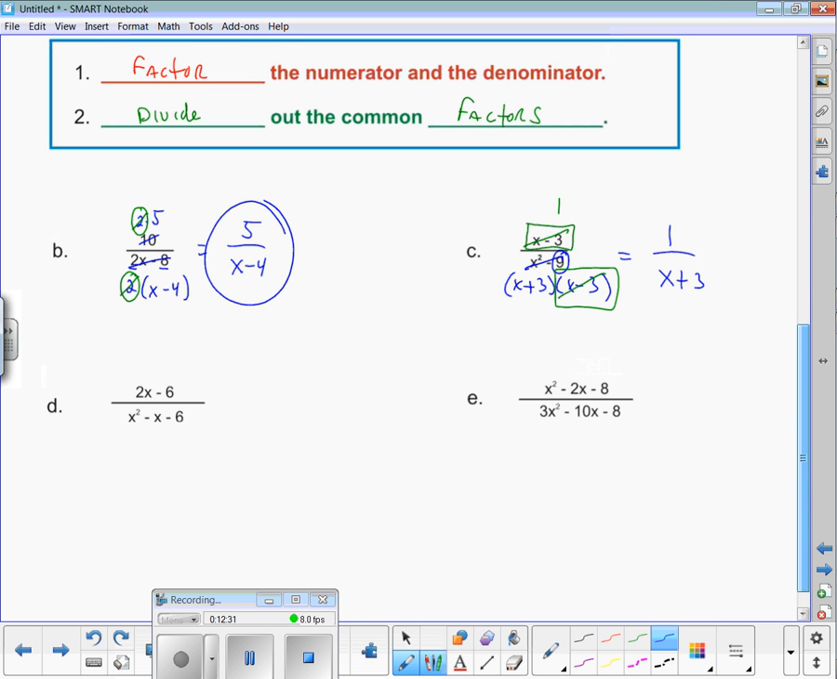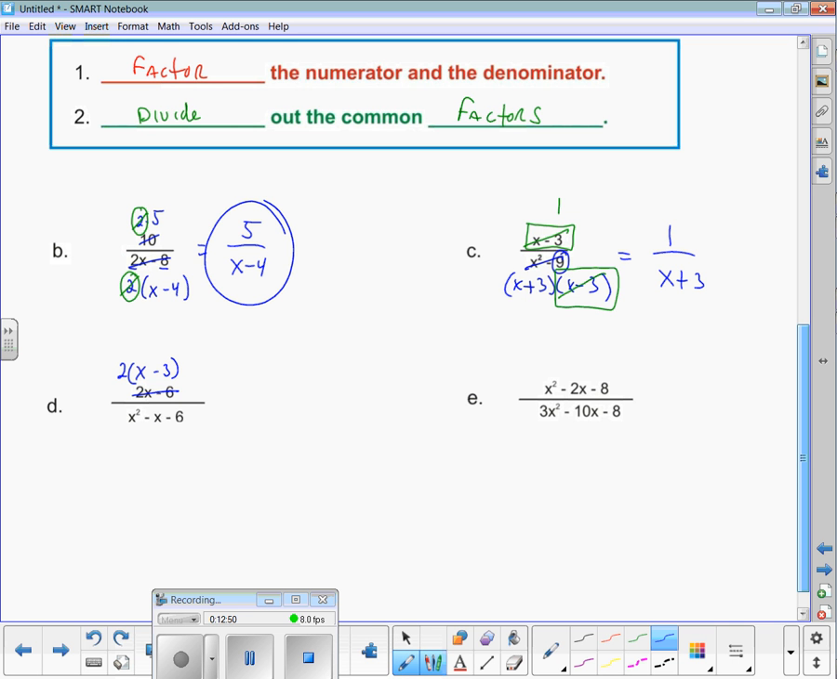All right, so look at D. Again, if you want to do it yourself, pause the video. If not, I'm just going to go ahead and factor. All right, so I'm going to factor the numerator. Oh, I see a common 2. Let me factor out the common 2, right? So 2 times quantity x minus 3.